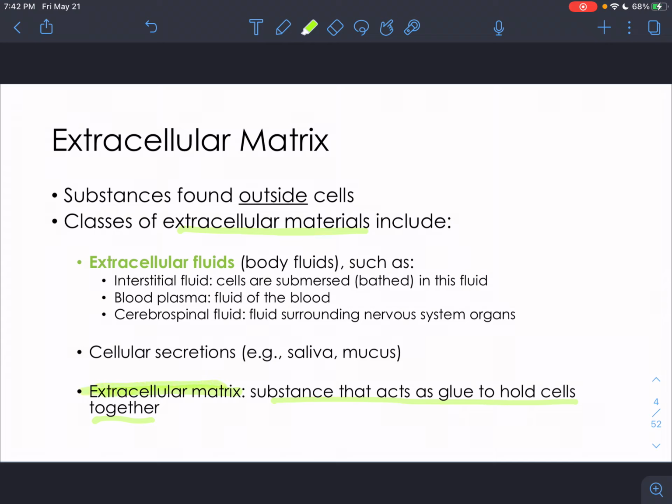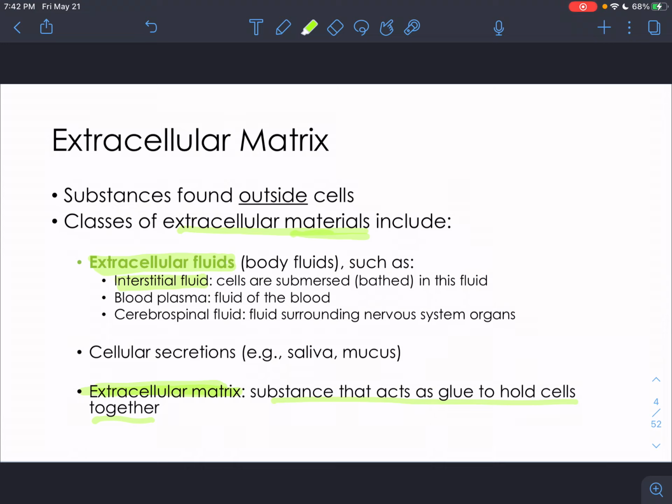The matrix is kind of the whole thing collectively, but we also have extracellular fluids that make up the extracellular materials. Extracellular fluids are just bodily fluids. So some example, interstitial fluid is all the fluid that's surrounding the cells. So cells need nutrients, they need oxygen, they need sugars for energy. The interstitial fluid is a fluid that is all over our body and is responsible for kind of bringing those different nutrients, sugars, whatever it may be, to the cells.